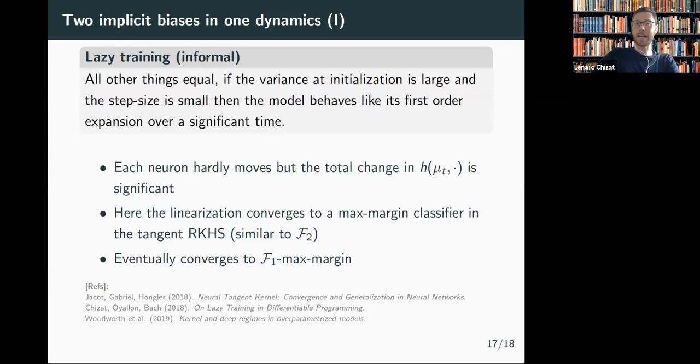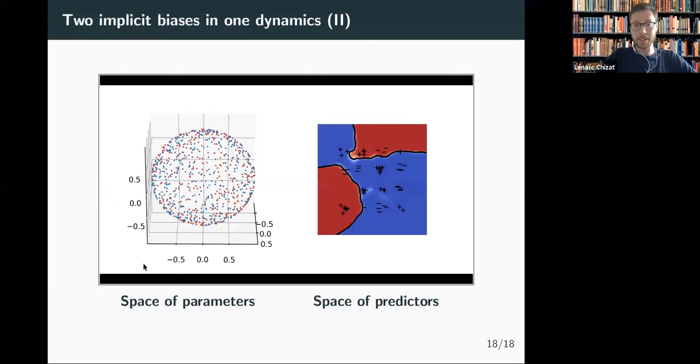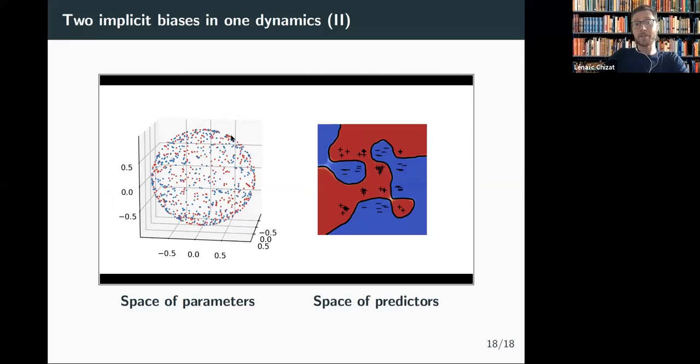So we expect that at first, if we have a large variance at initialization, we will first solve some RKHS kernel SVM problem, a kernel max margin problem. But then in the long time range, we'll converge to the F1 max margin problem. And in fact, this is something that we observe. So here is an illustration of this phenomenon. We see that in the early stage of the dynamics, where I have increased the variance, so that's why we have a large ball, the parameters hardly move, but still we completely learn the predictor, which is smooth and perfectly classifies the data. So this is the max margin classifier in the tangent RKHS.